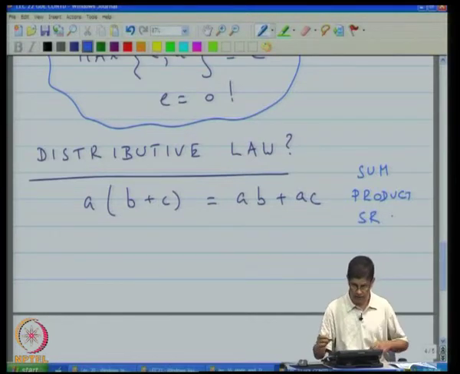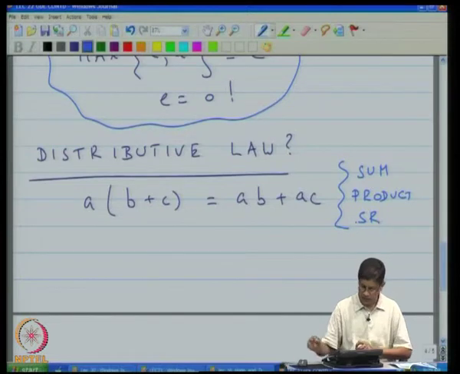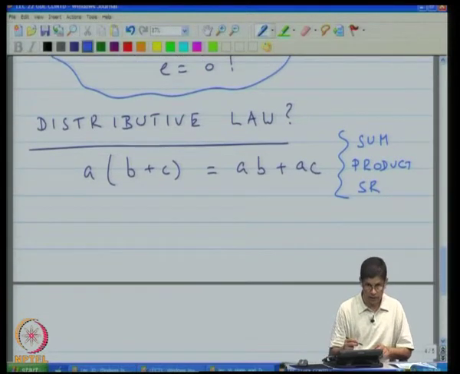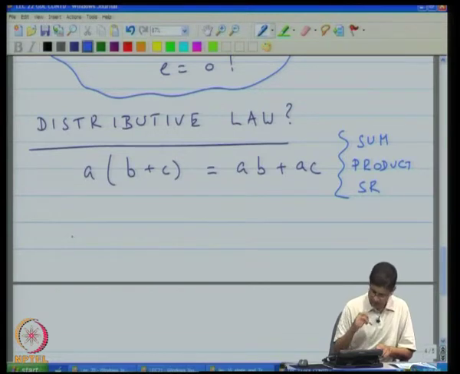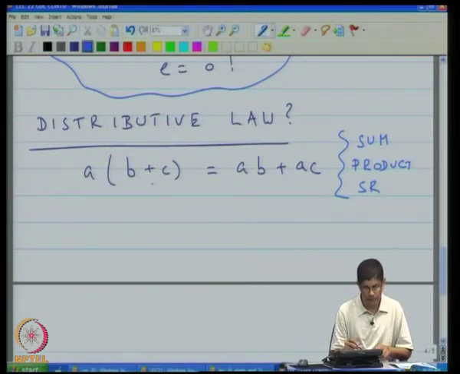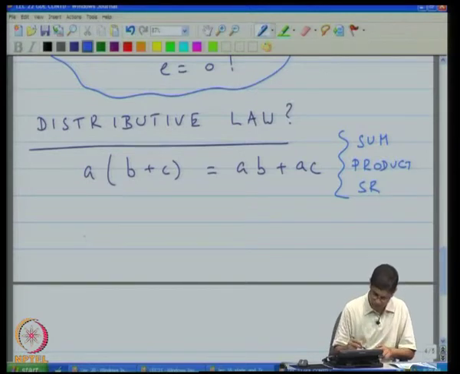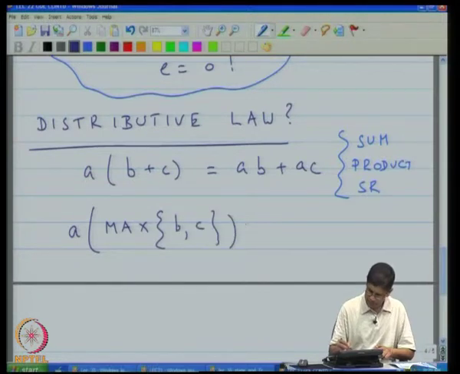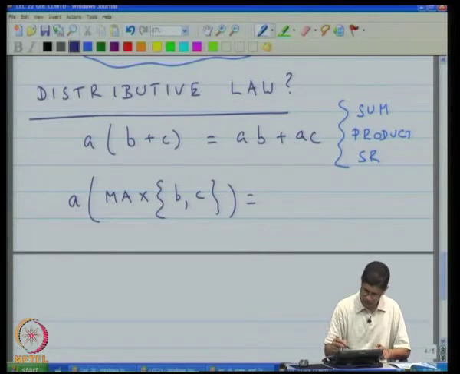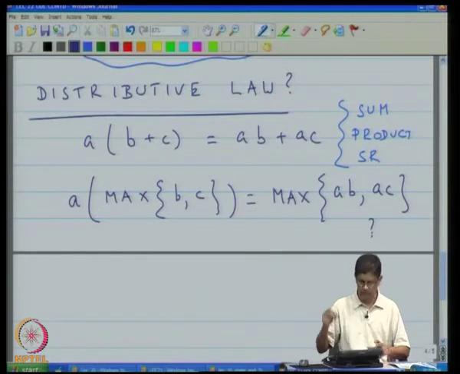Okay. So, SR stands for the sum product semiring. Analogously, the quantity analogous to this would ask, because addition is replaced by max. So, the question you are asking here is: is it true that A times the max of B, C is equal to, now this addition is replaced again by max, the max of AB and AC? That is the question.